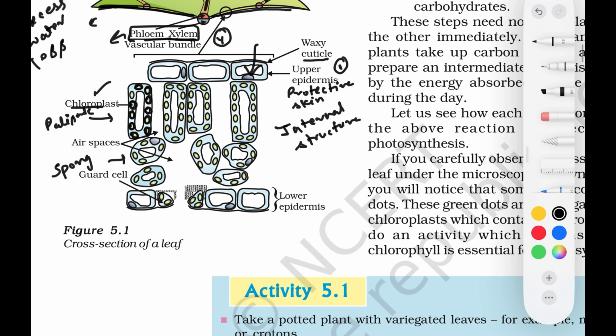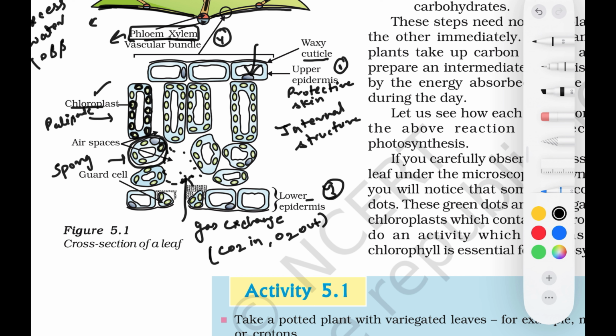Now the spongy mesophyll cells are loosely arranged. You can see here they are loosely arranged with air spaces between them. So these are the air spaces. These spaces allow gas exchange. How? CO2 in and O2 out. They also contain some chloroplast. Now the bottom layer is known as lower epidermis. It contains stomata. Here you can see the guard cell.